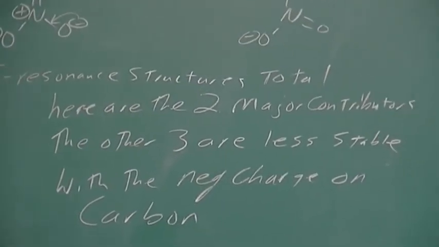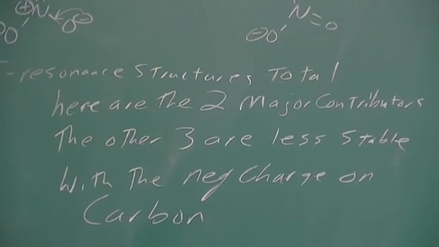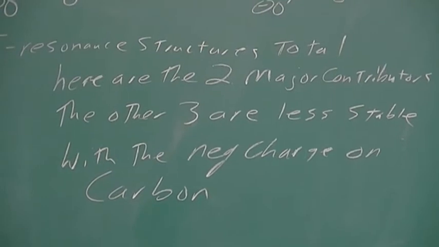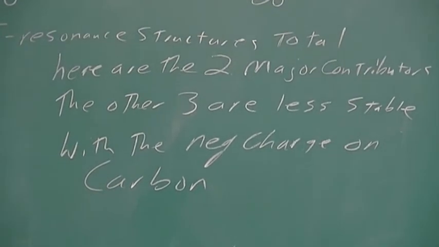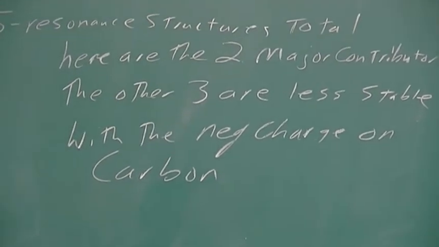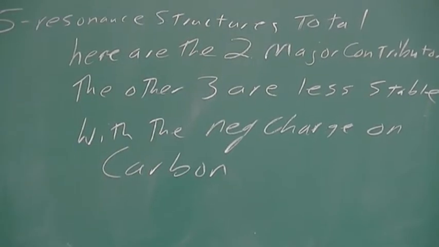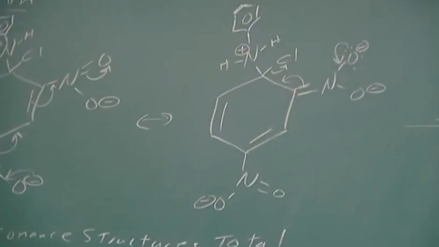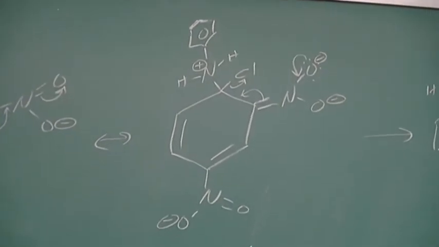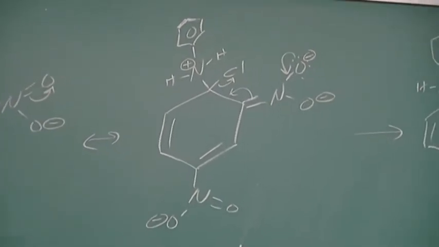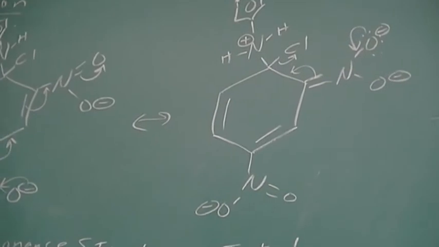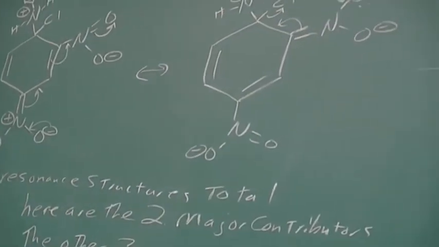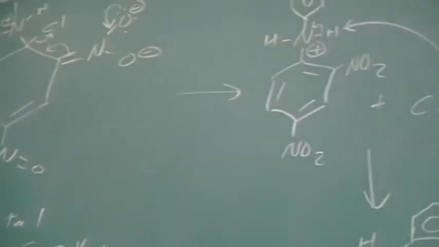Here are the 2 most important, the major contributors. The other 3 are less stable, minor contributors. They are there though, and you should write them, and they all have a negative charge on the carbon. For the other 3, you're going to have a negative charge on both ortho carbons and a negative charge on the para carbon. So you need to show the 5 resonance structures for that complex.